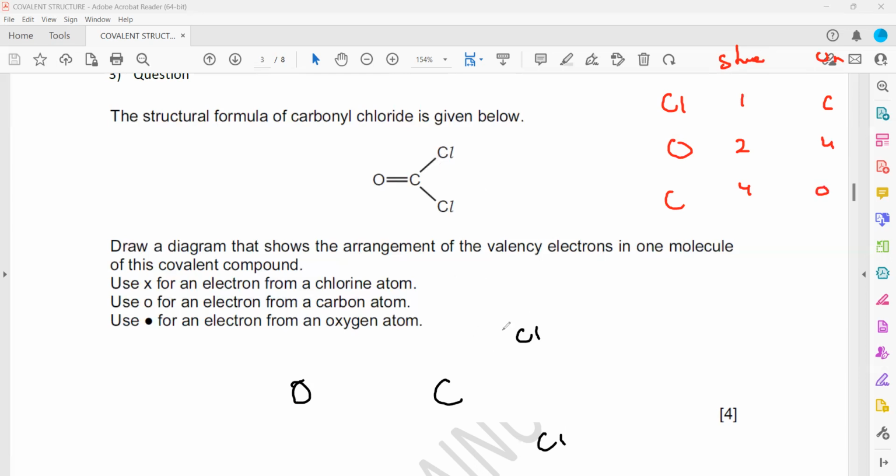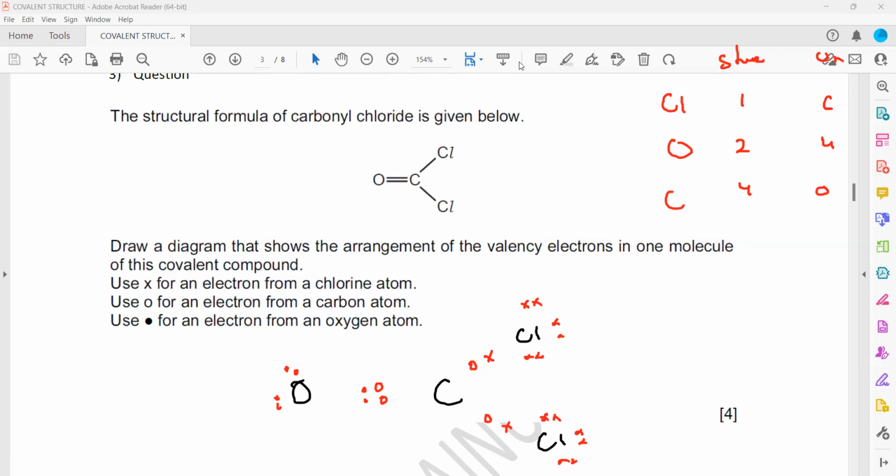So if chlorine shares 1, we represent chlorine by a cross. Chlorine shares 1, carbon shares 1 from that side. This chlorine shares 1, carbon shares 1. And oxygen shares 2, so carbon will share 2. The unshared electrons on the chlorine will be 6, and on the oxygen 4.